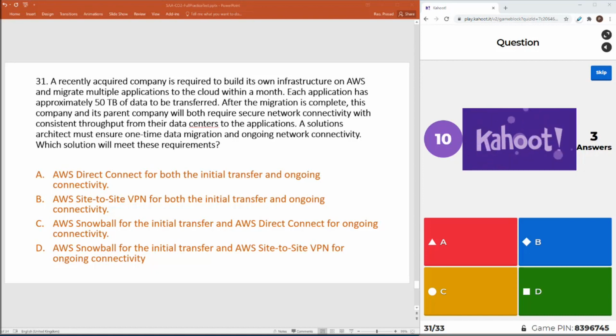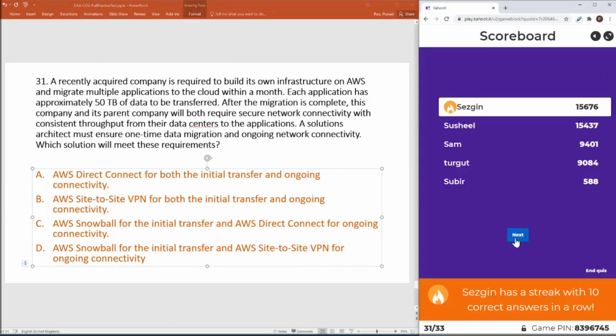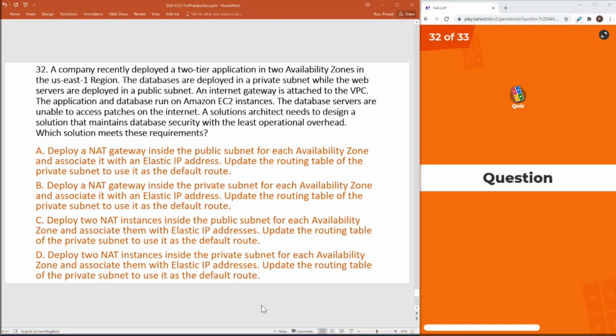Ten seconds left. All four of you got it right. Yes, Snowball for the initial transfer, Direct Connect, and mainly because we need a consistent throughput. And that's why we do need a Direct Connect. Let's move on to the second last question. Question number 32.